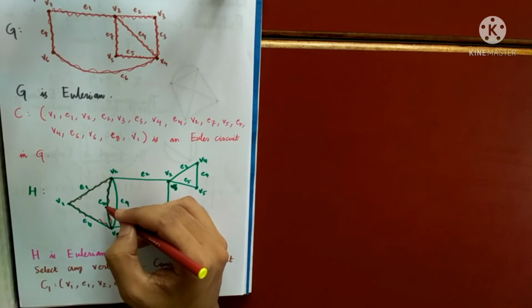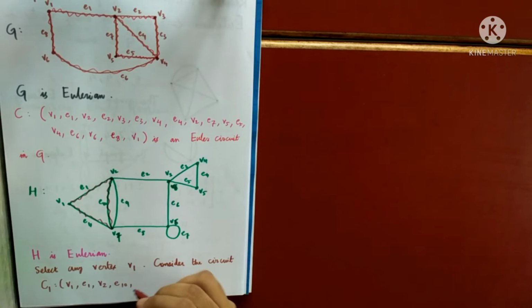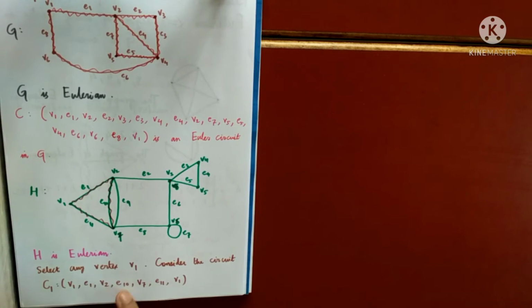This is E10, and this is V7, and then E11, and then V1. So V1, E1, V2, E10, V7, E11, V1. I have found a circuit starting at V1 and ending at V1. But this is not an Euler circuit because it does not contain all the edges of the graph. So we will try to make this circuit big, so that it may contain all the edges.